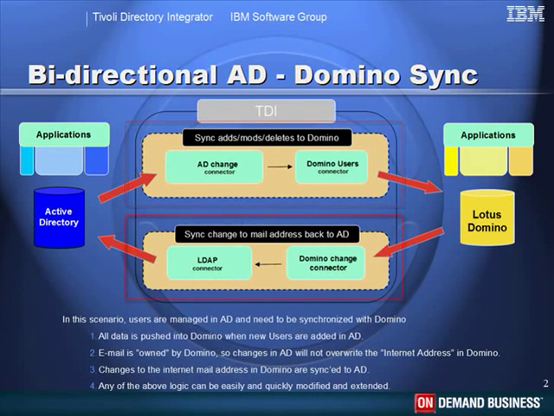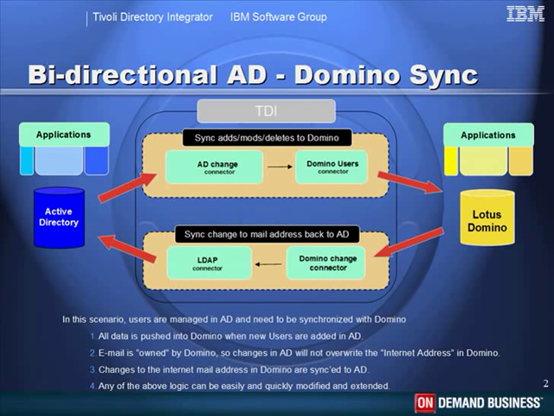So we have an additional assembly line, and this one is set up using the Domino change connector to pick up any changes made there. And then we pass on only changes to the internet address, the internet mail address. We pass those on to Active Directory.